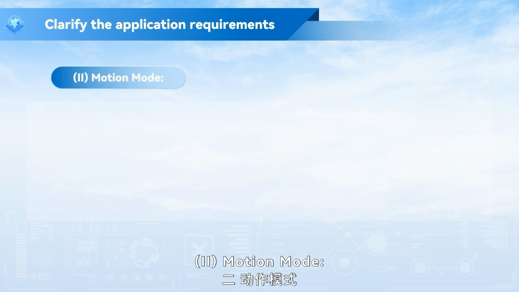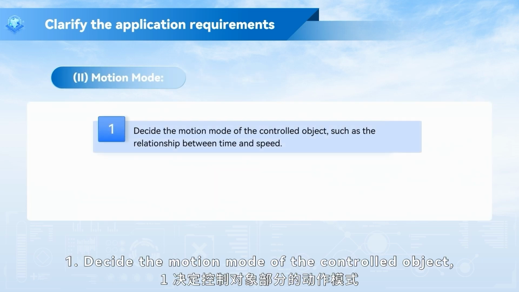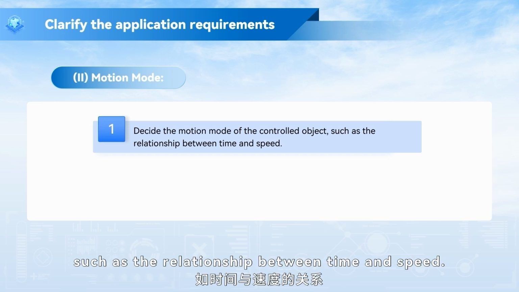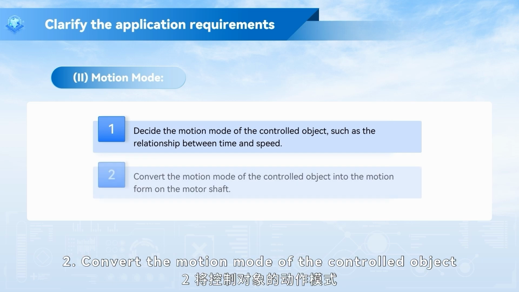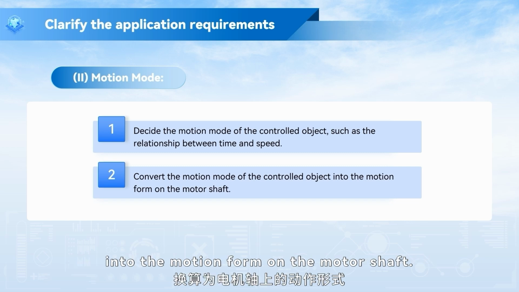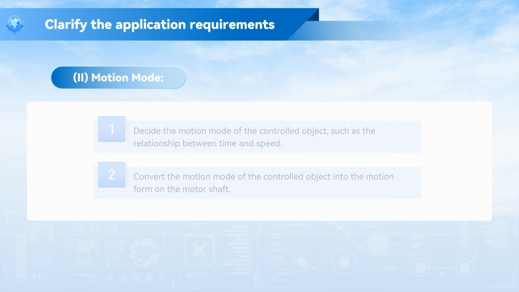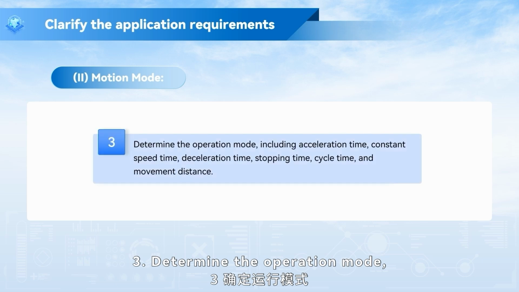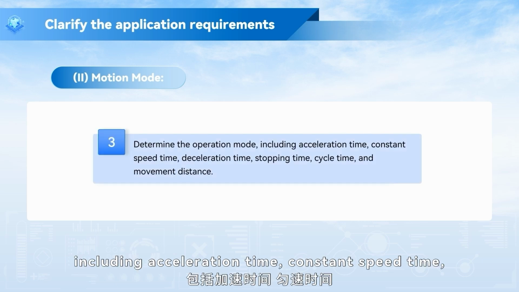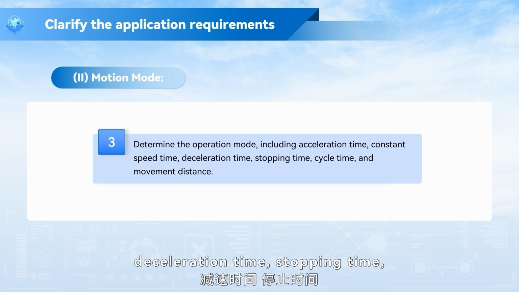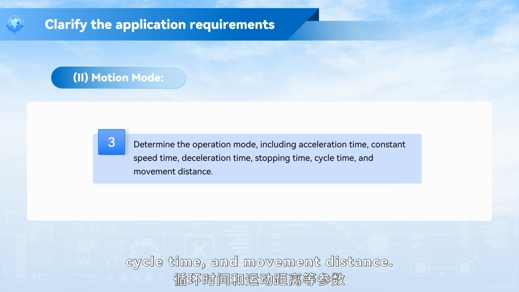2. Motion mode. 1. Decide the motion mode of the controlled object, such as the relationship between time and speed. 2. Convert the motion mode of the controlled object into the motion form on the motor shaft. 3. Determine the operation mode, including acceleration time, constant speed time, deceleration time, stopping time, cycle time, and movement distance.